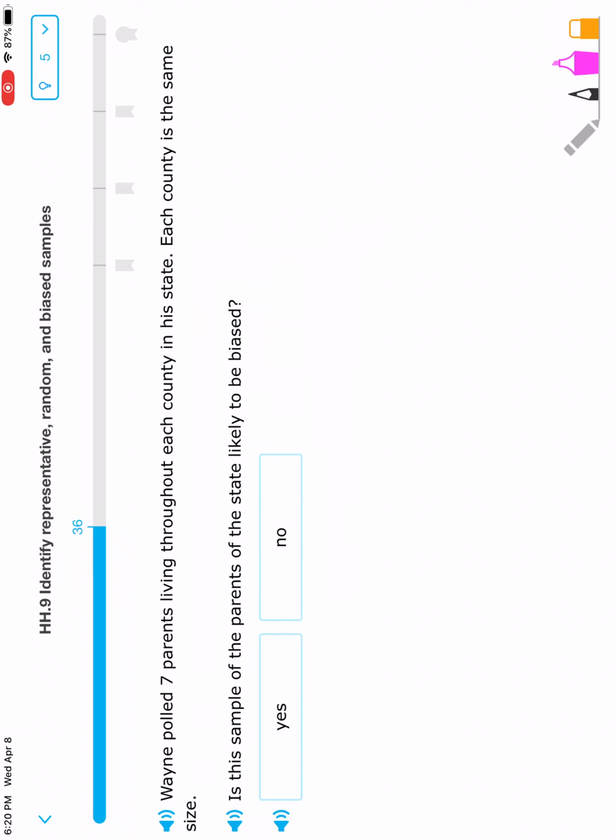Wayne polled 7 parents living throughout each county in his state. So he polled 7 parents living throughout each county. Each county is the same size. Is the sample of the parents of the state likely to be biased? He polled the same amount from each county, and they were parents. So he didn't poll like 7 parents from this county and 7 children from another county. So is this sample of parents likely to be biased? No, it's a good random sample.